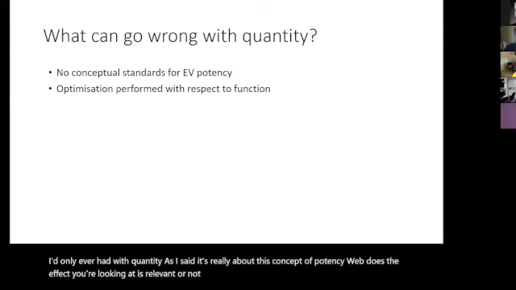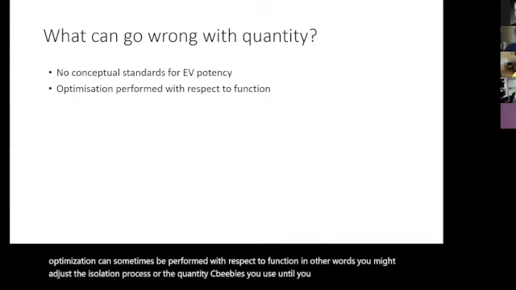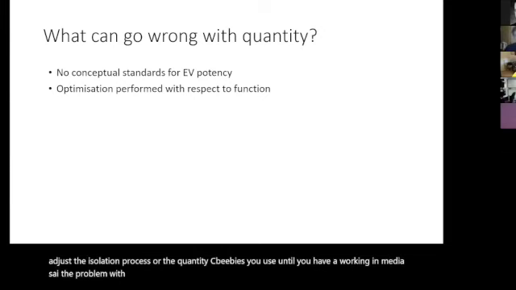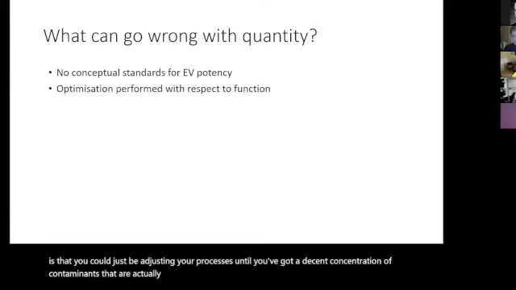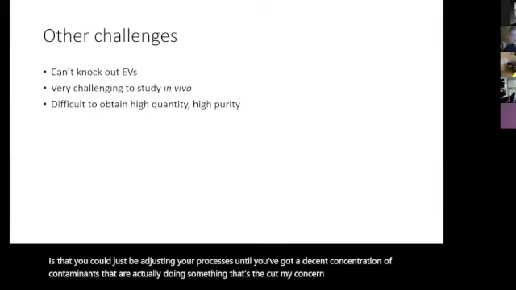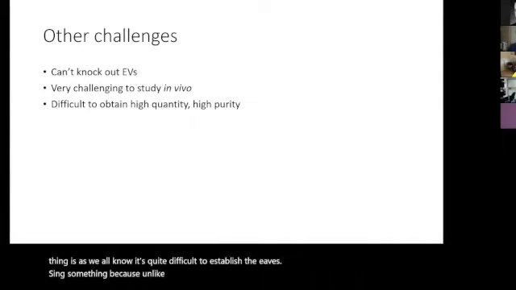Is the effect that you're looking at relevant or not? Is it the main thing that the cells are releasing or not? And I think because there's not really any widely accepted standard for potency, it means that optimization can sometimes be performed with respect to function. In other words, you might adjust the isolation process or the quantity of EVs you use until you have a working in vitro assay. The problem with that is that you could just be adjusting your processes until you've got a decent concentration of contaminants that are actually doing something. That's my concern here. And the other thing is, as we all know, it's quite difficult to establish that EVs are doing something, because unlike, say, establishing a protein, you can't knock out an EV.